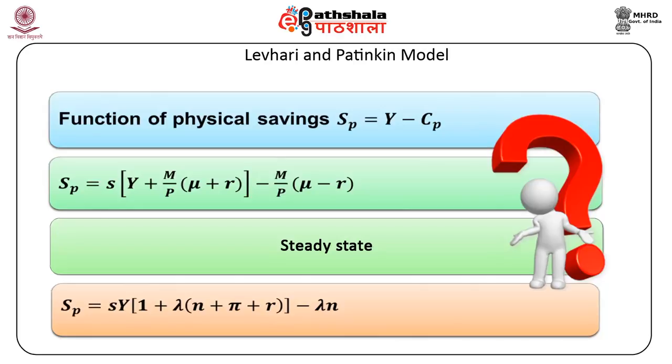In the steady state, it becomes S_P is equal to s into y multiplied with 1 plus lambda into n plus pi plus r minus lambda n.